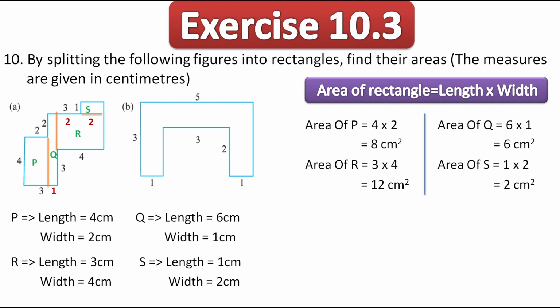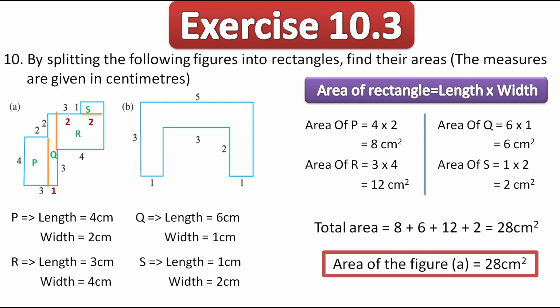Now to find the total area, we have to add all these areas. That is 8 plus 6 plus 12 plus 2 gives you 28 centimeters square. Therefore, the area of the figure A is 28 centimeters square. Understood? Now let's move to this B.